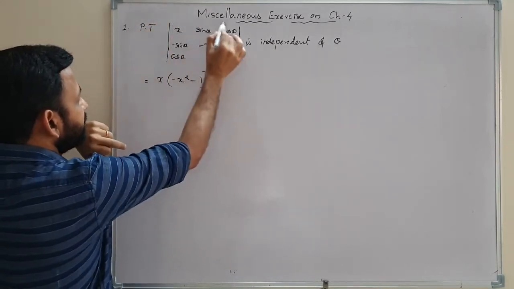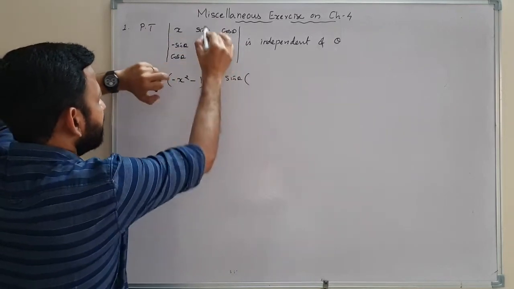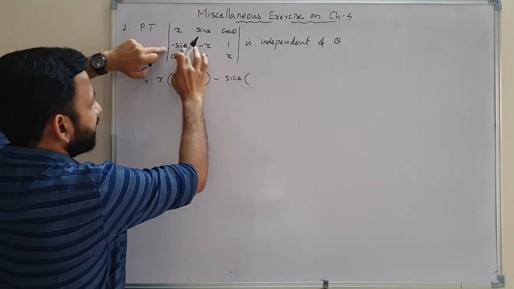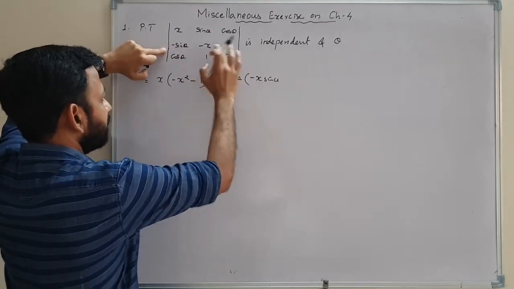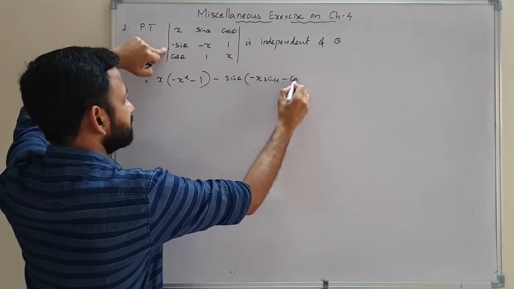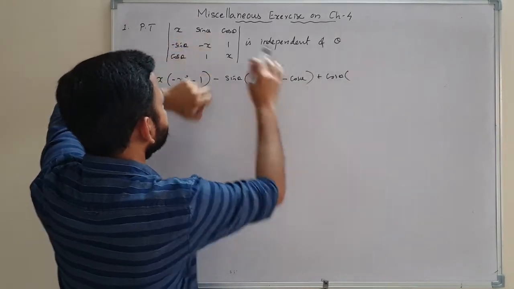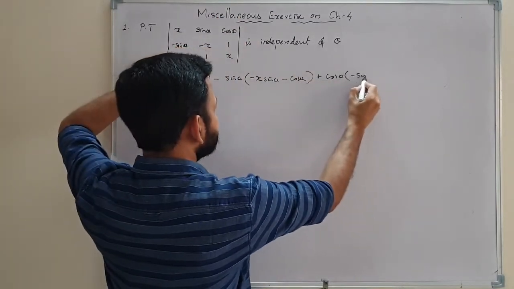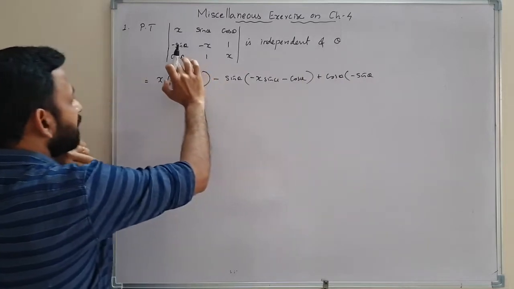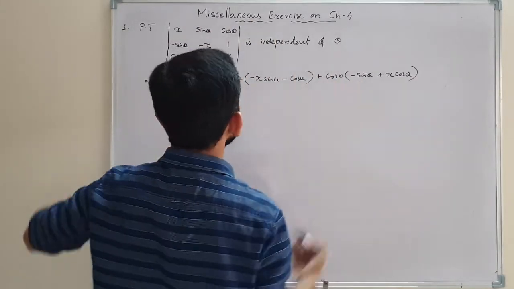Then positive, negative, positive, second sign negative, element sin theta, deleting, minus sin theta into x, that is minus x sin theta, cos theta into 1, that is minus cos theta, then plus cos theta into deleting, minus sin theta into 1, that is minus sin theta, minus x cos theta, that is plus x cos theta.